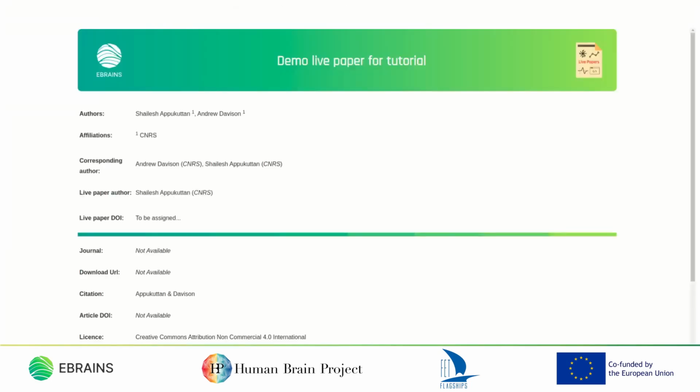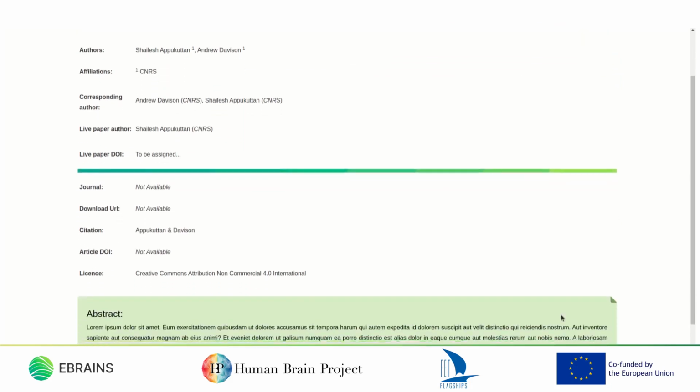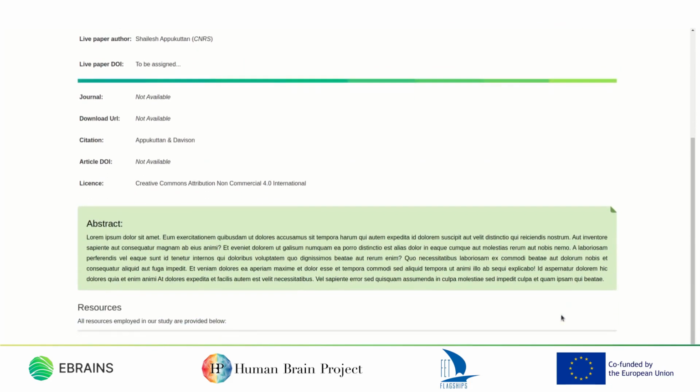You can click this button at any point to visualize how the resultant live paper would look. As we see here, the live paper contains the information that we have already provided, such as the author info, the abstract, and so on, but with an empty resource section. The preview option is useful to ensure that your live paper is turning out as intended.